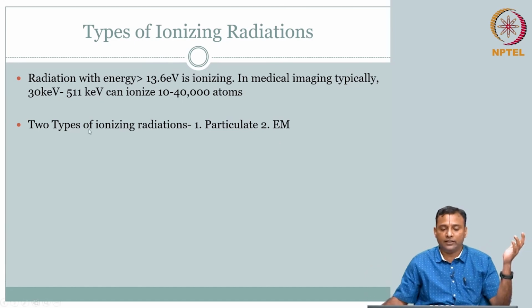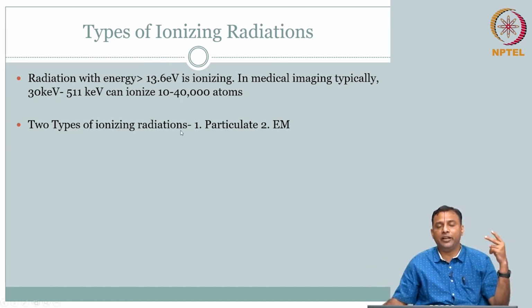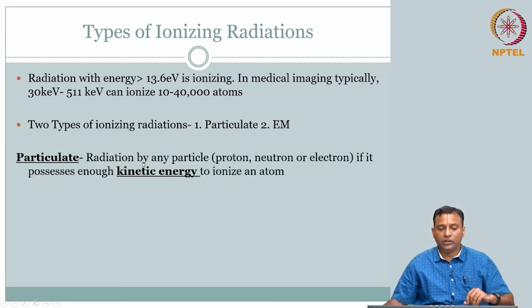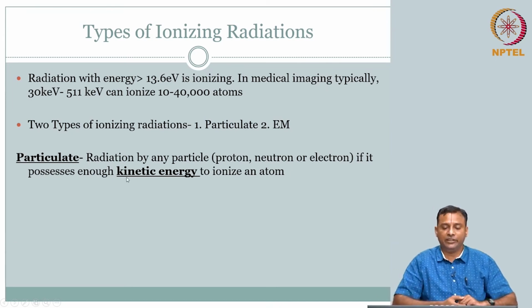So you can cause ionization by two types of radiations. One is particulate, the other is electromagnetic. Particulate will be exploited in the instrument to generate a source of energy, whereas electromagnetic radiation is going to interact with your tissue and cause ionizing radiation, right. It is going to cause ionization through the tissue. Okay. So particulate is any particle, proton, neutron or electron, if it possesses enough kinetic energy, that is what it is.